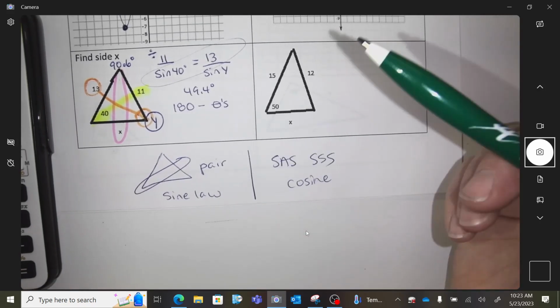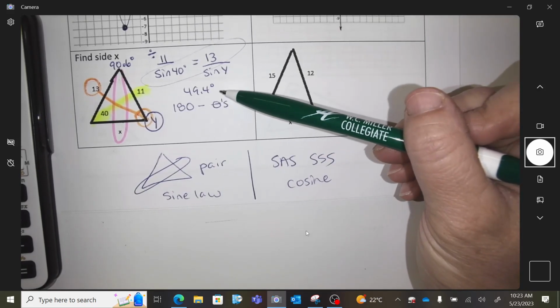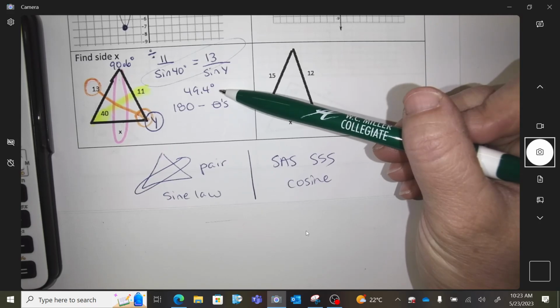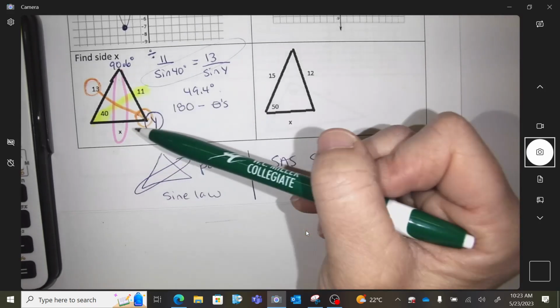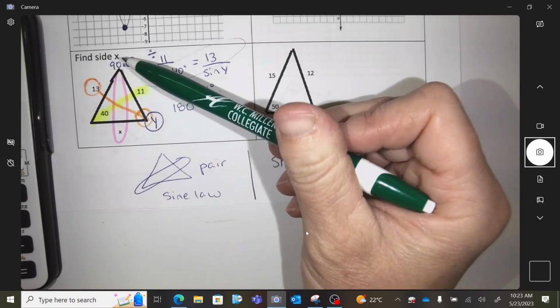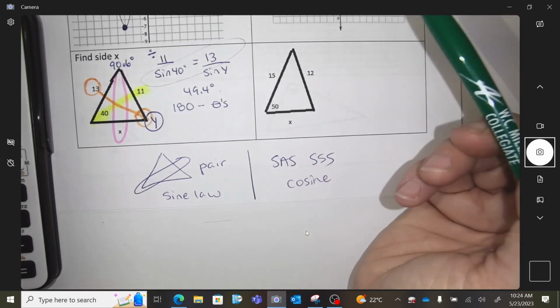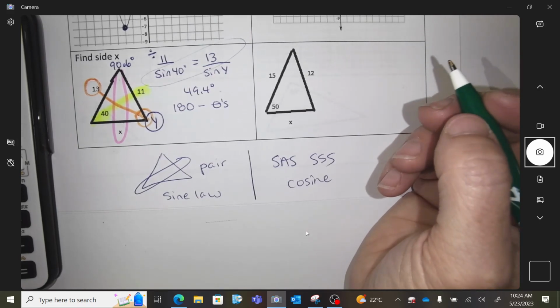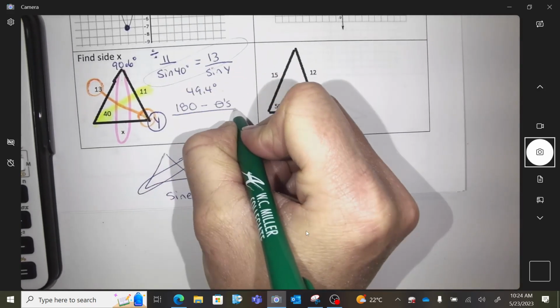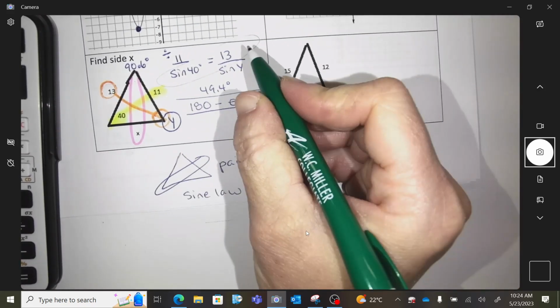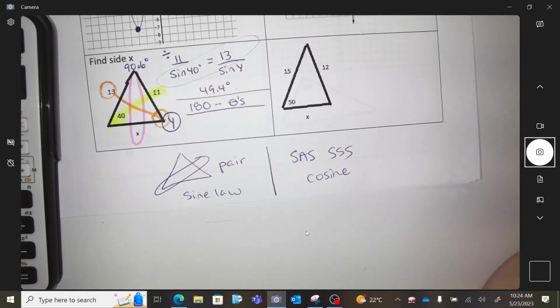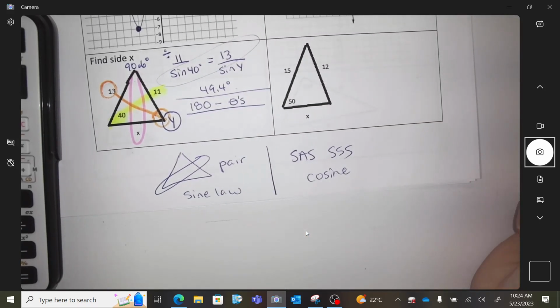Okay, I got 49.4 degrees on that inverse. That was good. And then give me 180 minus the bottom corners to get your top corner there. So that was step 1, step 2, and then I'm going to do a whole nother sine thing.